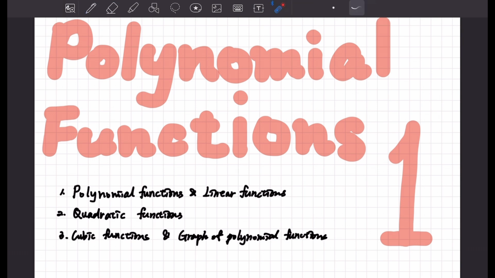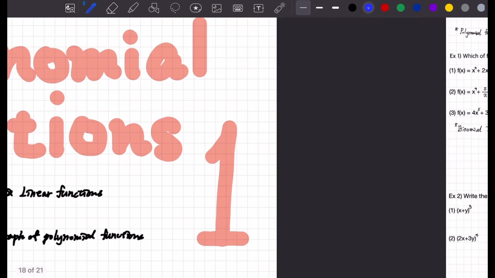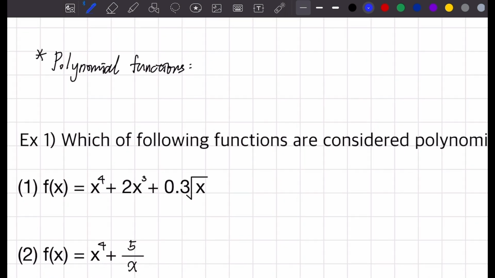Today is our third class of Precalculus and first class of Polynomial Functions. In the next three classes, including today, we are going to learn about polynomial functions. Today, in the first class of polynomial functions, we are going to learn about polynomial functions and linear functions. Let's see the polynomial functions first.